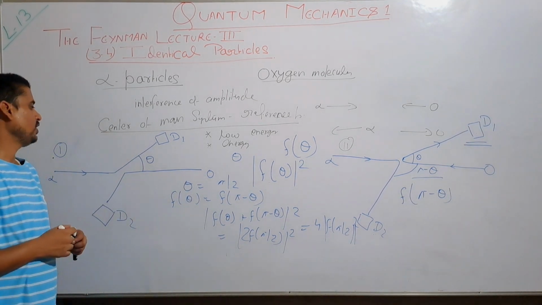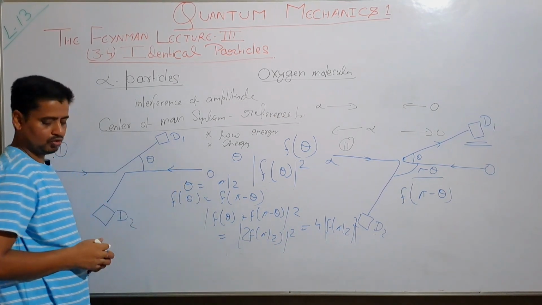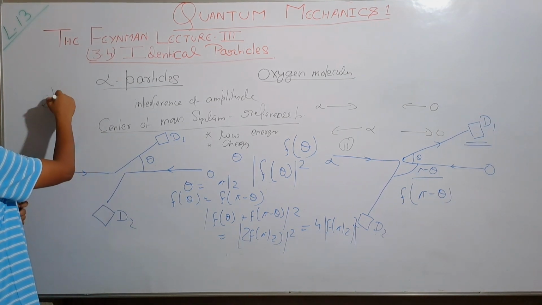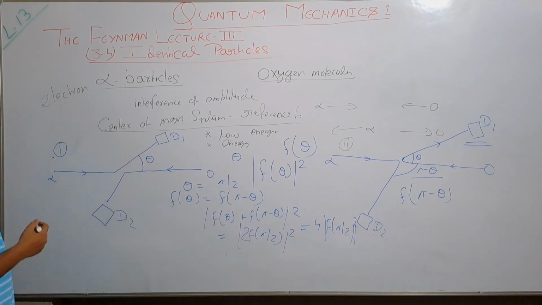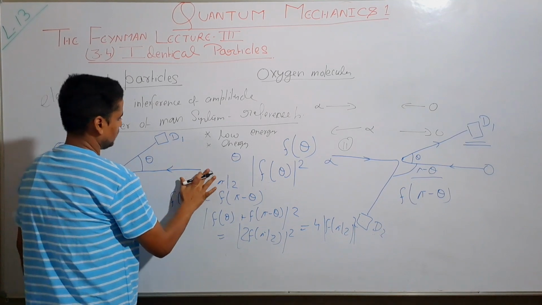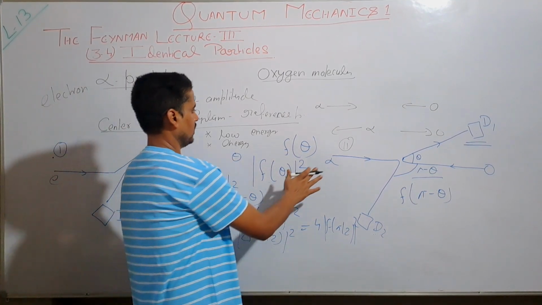Suppose instead of using an alpha particle and oxygen molecules, we are using electrons, identical electrons. So this is an electron and this one is an electron. This one is also an electron.